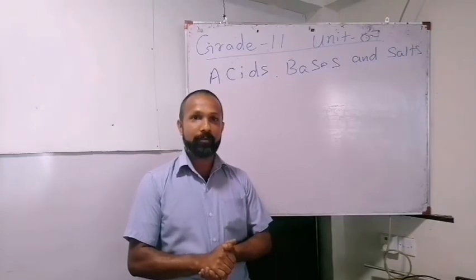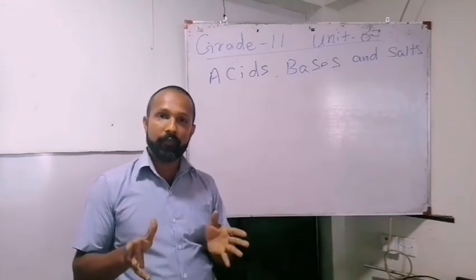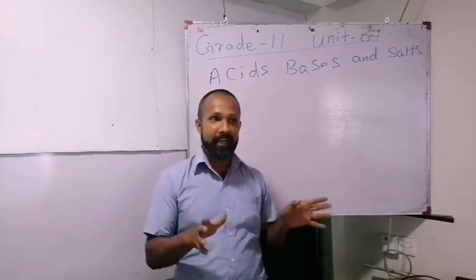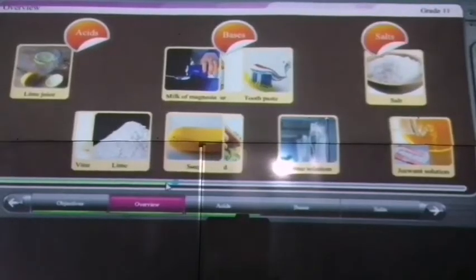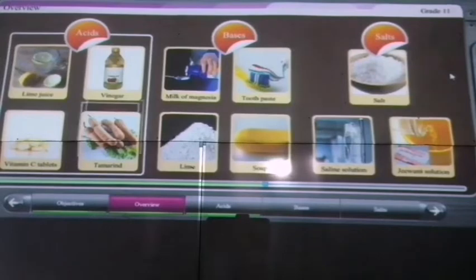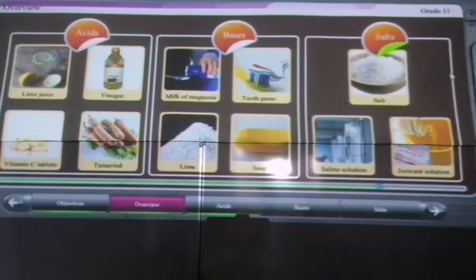Right, first of all, I would like to show you some of the acids, some of the bases and some of the salts that we use commonly in our domestic activities. Lime juice, vinegar, vitamin C tablets and tamarind are classified as acids, and milk of magnesia, toothpaste, lime and soap are classified as basic substances, and salt, saline solution, and G-Winnie solution are classified as salts.